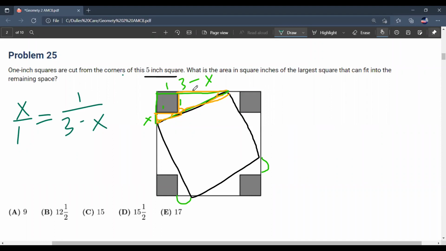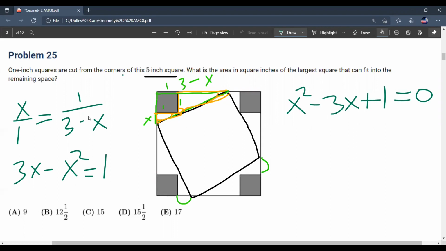So yeah, we have this equation. Now let's cross multiply. We have 3x minus x squared equals 1. Yeah, this is pretty sad. So then we basically get that x squared minus 3x plus 1 equals 0.